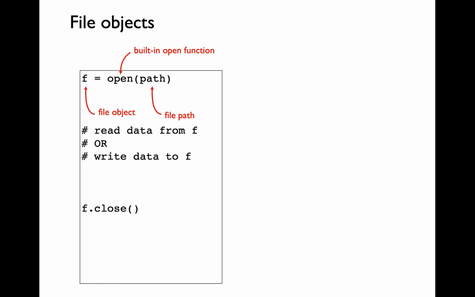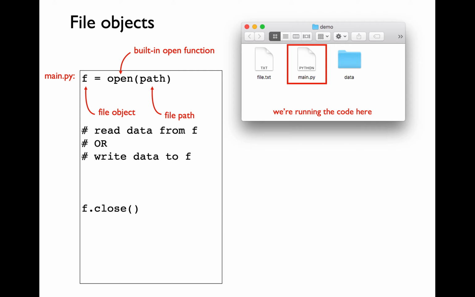Let me give you an example of a relative path. Let's assume that all of this code snippet is inside a script file called main.py. When we have a file called file.txt in the same directory as main.py, we should simply be able to say open file.txt by using the string file.txt.